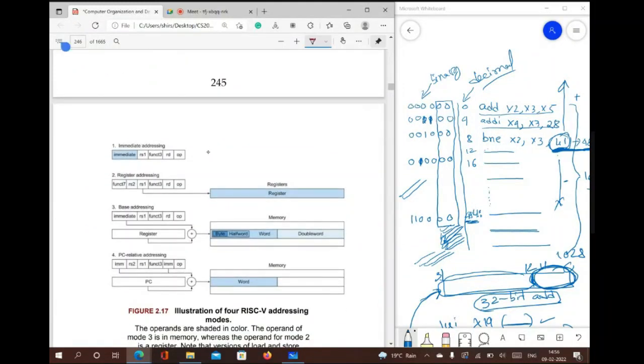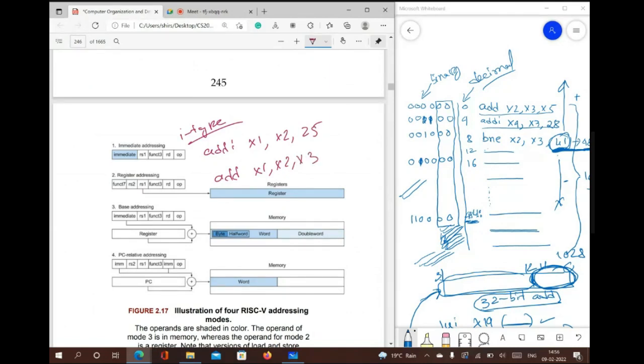Immediate addressing mode means, for example, add x1, x2, 25. This is the immediate addressing mode. Here only opcode, RD, function 3, RS1, and the immediate are required. This is the I type instruction. These are your I type instructions. Then register addressing means the example is add x1, x2, x3. This is a register addressing mode, or R type instructions.